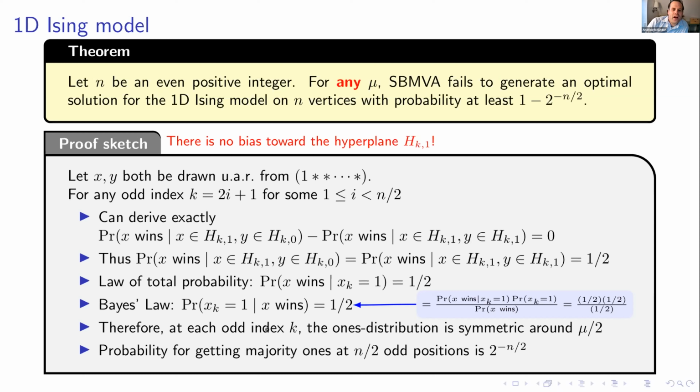So that means that at every odd index, the distribution of 1s across these mu individuals is symmetric around mu/2, right? So that means that mu/2 is the median of this, and it means that the probability that the majority becomes 1 is exactly 1/2. And we need it to be all 1s at every string, at every position. And so therefore that's going to vanish. The probability of that nice thing happening to us is going to go away very fast.